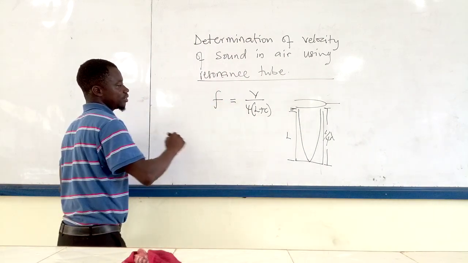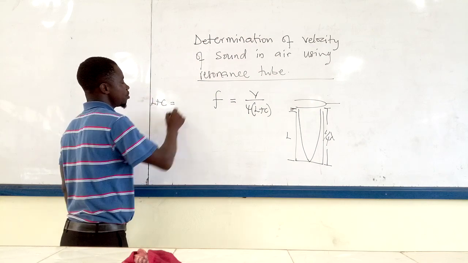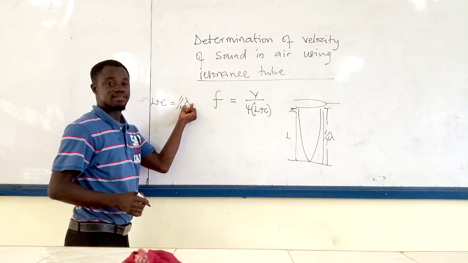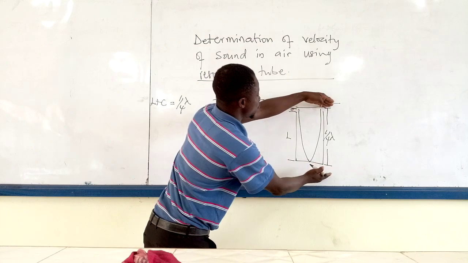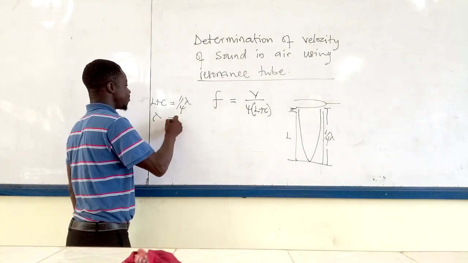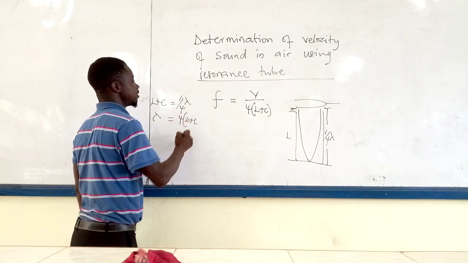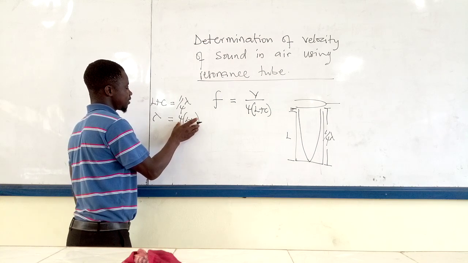From that diagram, we can see that L plus C is equal to 1 over 4 lambda. L plus C is equal to 1/4 of the wavelength. So we make lambda the subject. We get lambda is equal to 4 into bracket L plus C. Okay. Then we pick this.